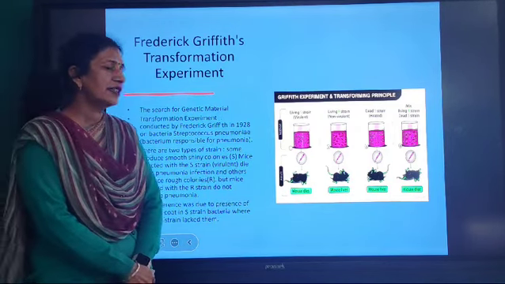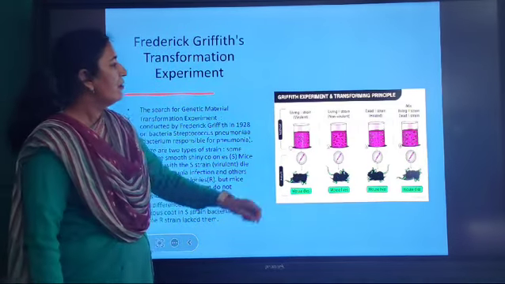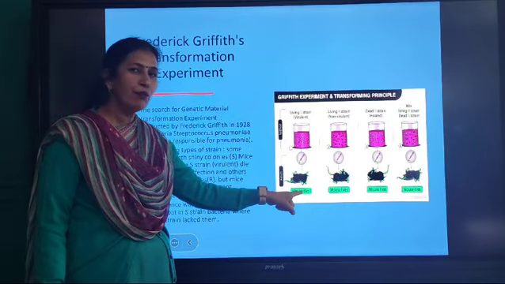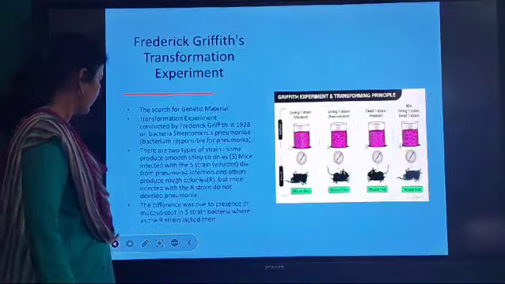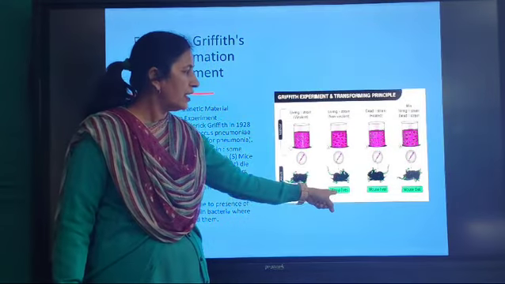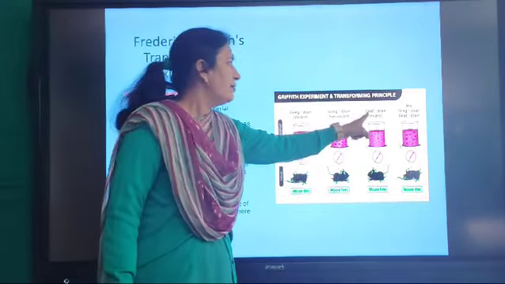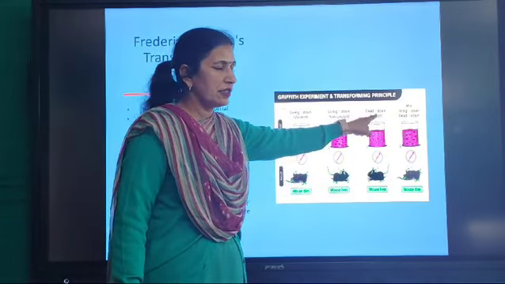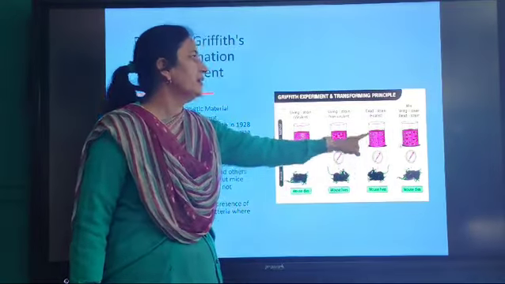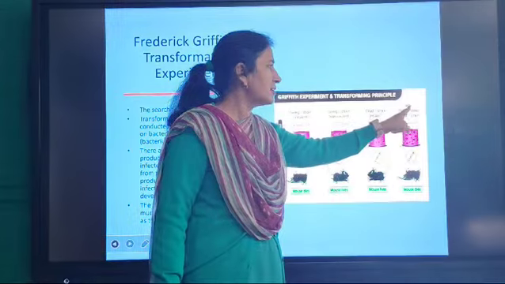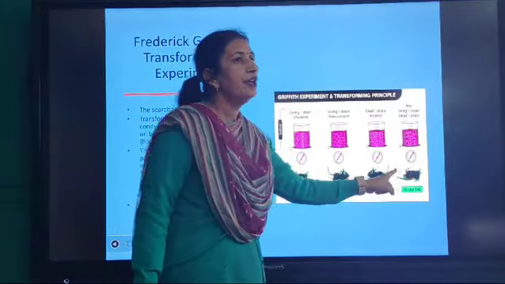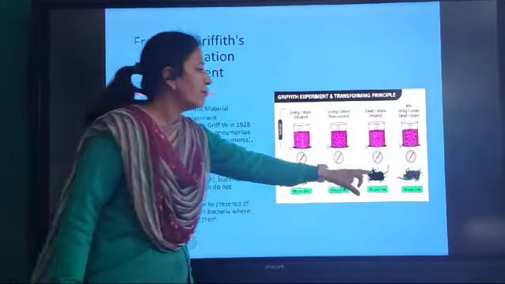He performed his experiment in various steps. First of all, he injected S strain into the mice and found that the mouse dies. In the next step, he injected R strain into the mice and the mice lived. In the third set, he heat-killed the S strain and then injected it into the mice, but the mouse lived. In the last step, he mixed R strain and the dead S strain, then injected both into the mice, and to his surprise, he found that the mouse dies.